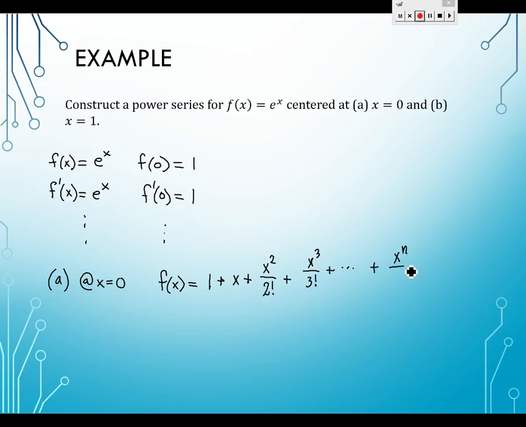Yeah, x to the n, the rule couldn't be simpler, over n factorial. I apologize for that line there. Thank you. So x to the n over n factorial, starting with n equals 0, I guess, right? It's infinity. So the power series for e to the x is just beautiful, isn't it?